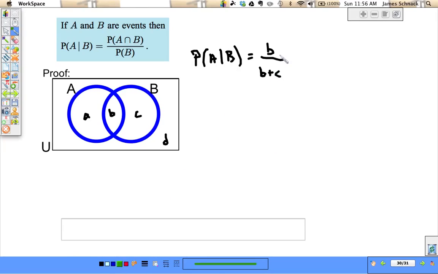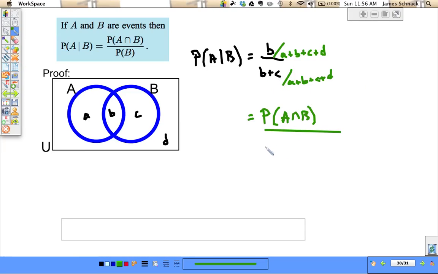Now, time for some algebraic manipulation. I'm going to divide by A plus B plus C plus D. And as long as I do that to both the top and the bottom of a fraction, that's algebraically okay, remember. And A plus B plus C plus D can't equal 0. Important thing to note. Now, what is this top really? Well, that's the probability of A intersect B. The number in the intersection divided by the total amount of stuff there is. B plus C divided by that amount. That's the probability of B. So we've just proven that this conditional probability equivalence is true.